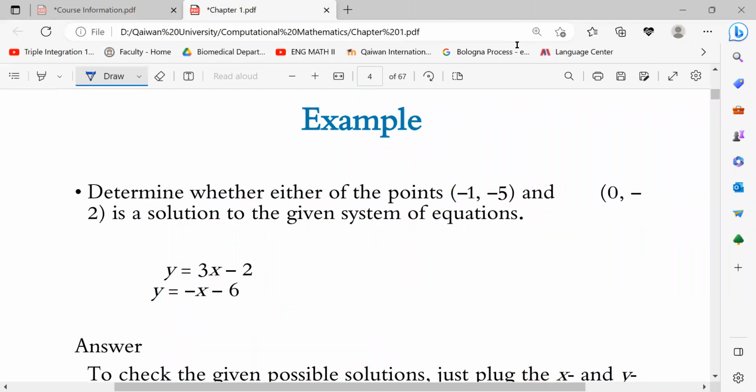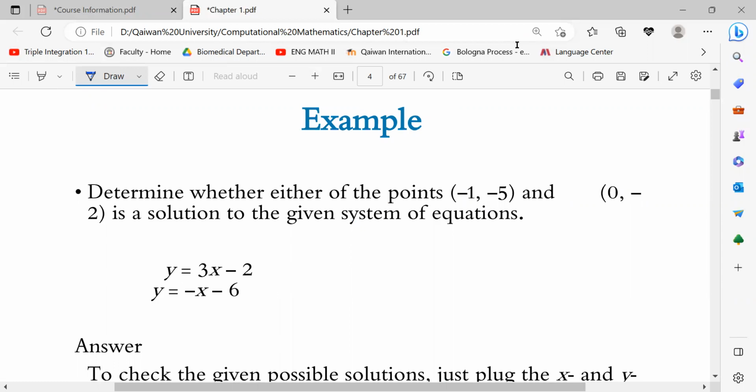Here we have another example. It says determine whether either of the points is a solution to the given system of equations. If you have a system of equations and you are given values for x1 and x2, these values must satisfy all equations, then we say it's a solution for the system. If it doesn't satisfy at least one of the equations, we say it's not a solution.